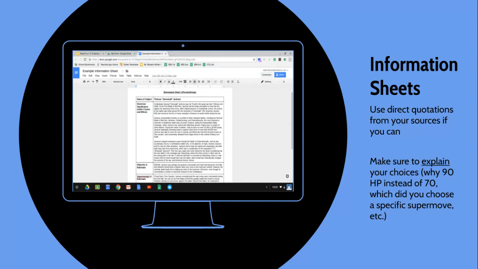So when you're working through your information sheets, always use direct quotations from your sources if you can. This is a way to make sure that the information that you're getting and the information that you're giving are 100% accurate because you're taking them directly from your sources. And then, as I touched upon before, just always make sure to explain the choices you make about your trading cards. So why did you give your subject 90 hit points instead of 70? Why did you choose to give them a specific super move? All of these trading card choices need to be explained on your information sheet.